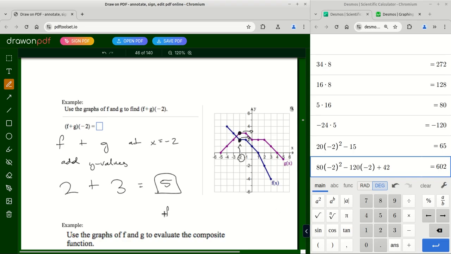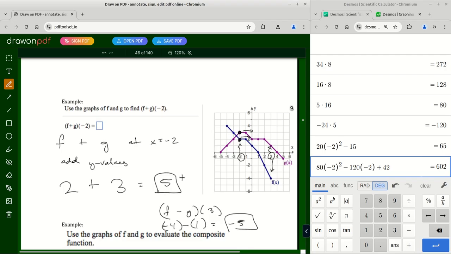Let's do another one. I'm going to do f minus g, but at 3. So I'm looking here at 3, and I got this one, and I got this one. My f at that point is a -4, minus sign. And then this one's a 1. So -5. There you go.